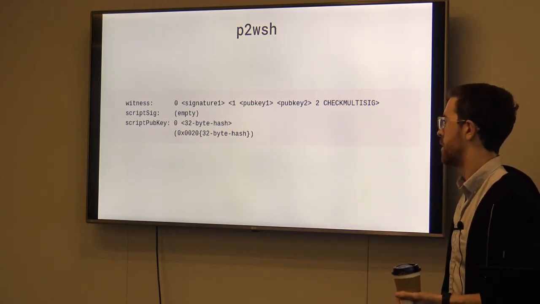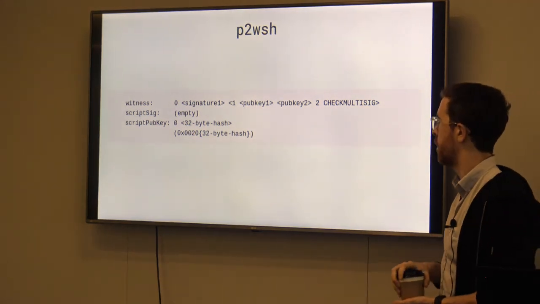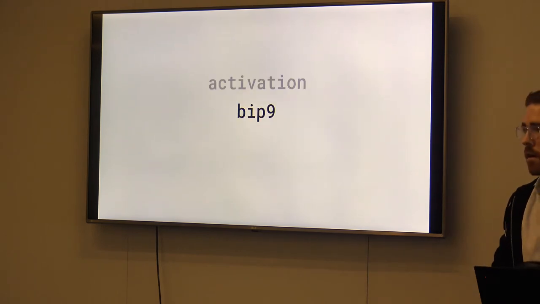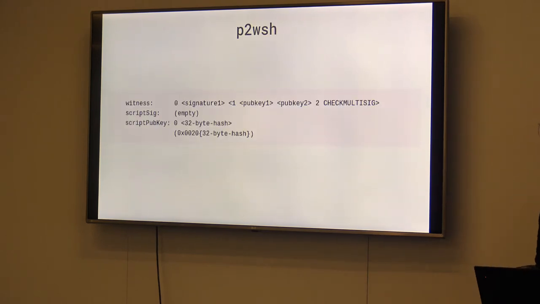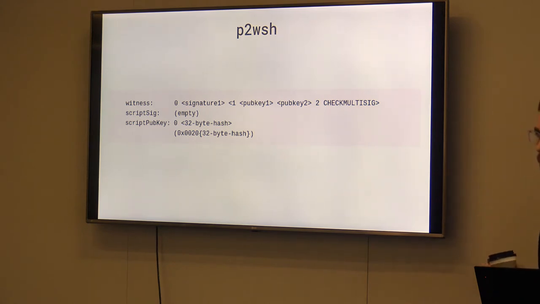The script pub key is just OP_0 and then the 32-byte hash of the script that you're evaluating. Why did we keep the Satoshi original vision of having one too many pops on the stack? That's out of my pay grade.